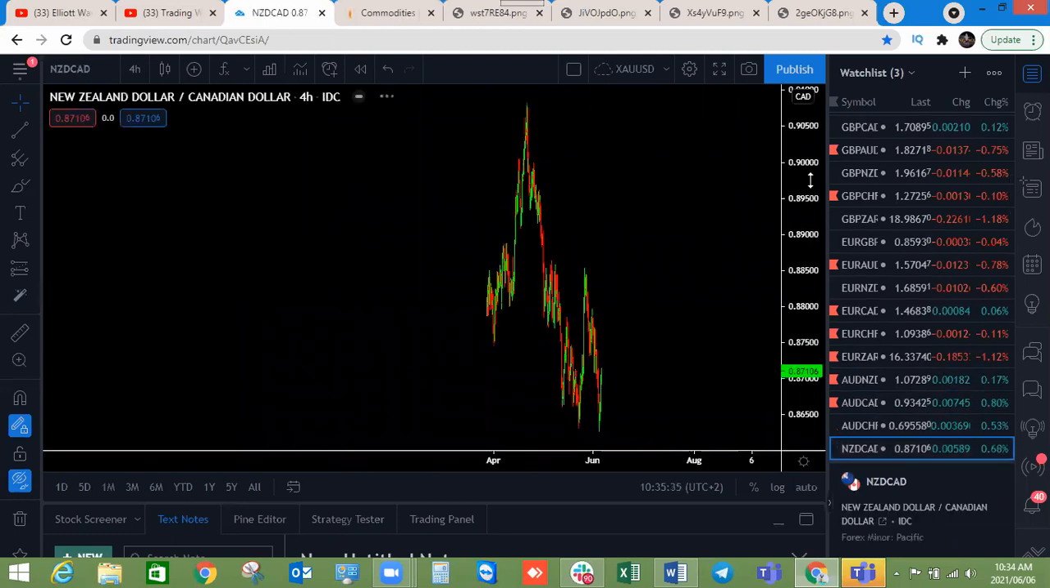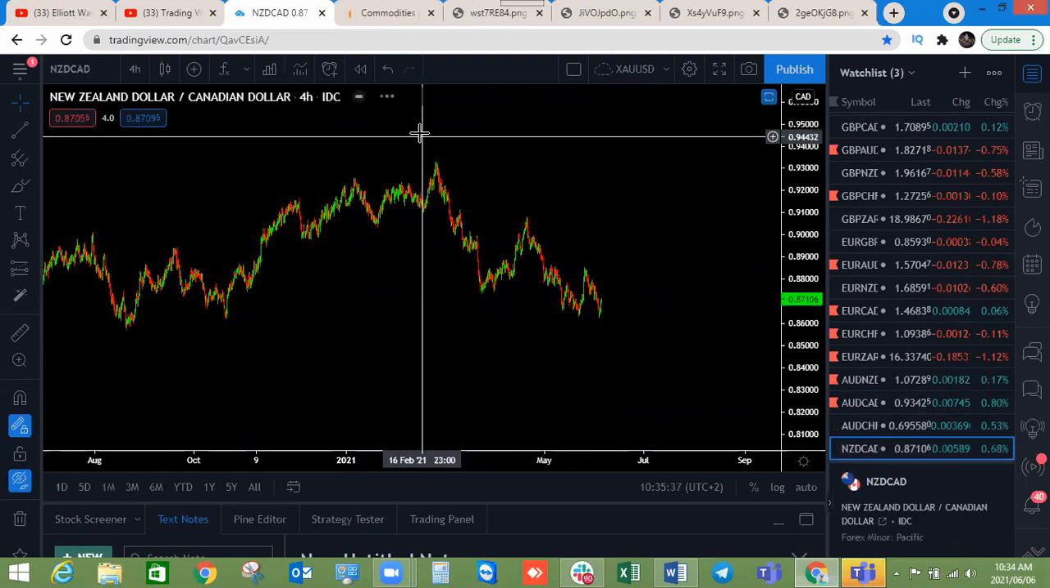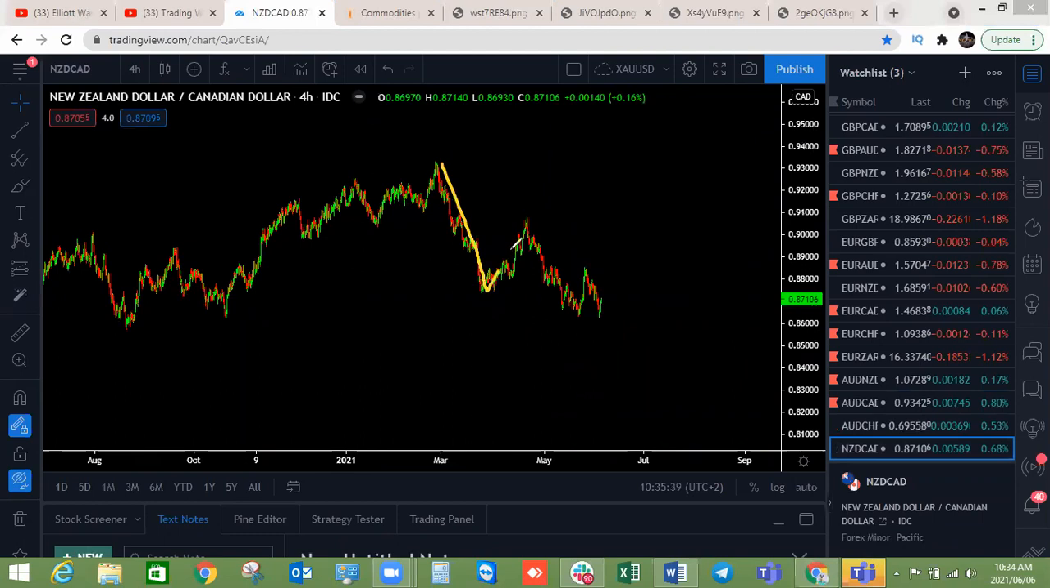New Zealand CAD. So New Zealand CAD, similarly, we have made 1, 2. We're looking for this to keep pushing to the downside here like this. We may get this to push to the upside here first before it completes that move, but the structure that we're looking for is that one. And then to the upside. That is New Zealand CAD.